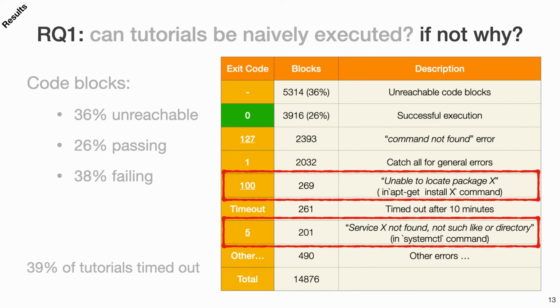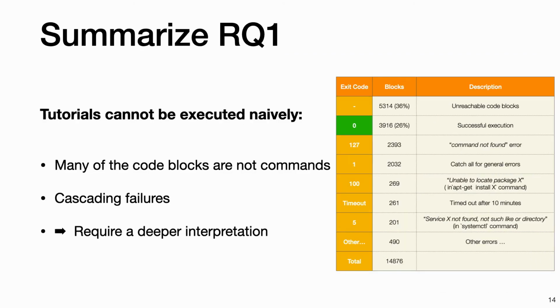The other two common exit codes are 100 and 5, which both indicate being unable to locate some resources. This might be because a previous step has failed. So we saw that code blocks might not be commands, and if something fails, it might cause cascading failures. So we saw that executing tutorials might need a deeper interpretation of the code blocks.